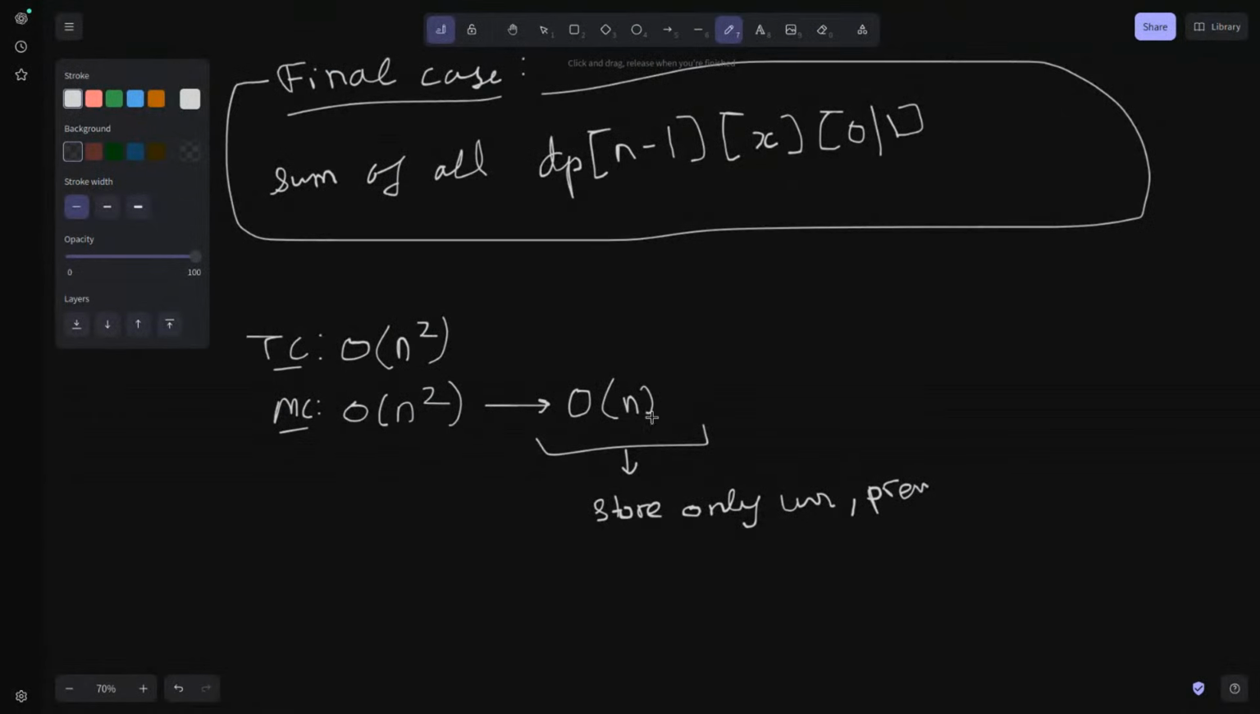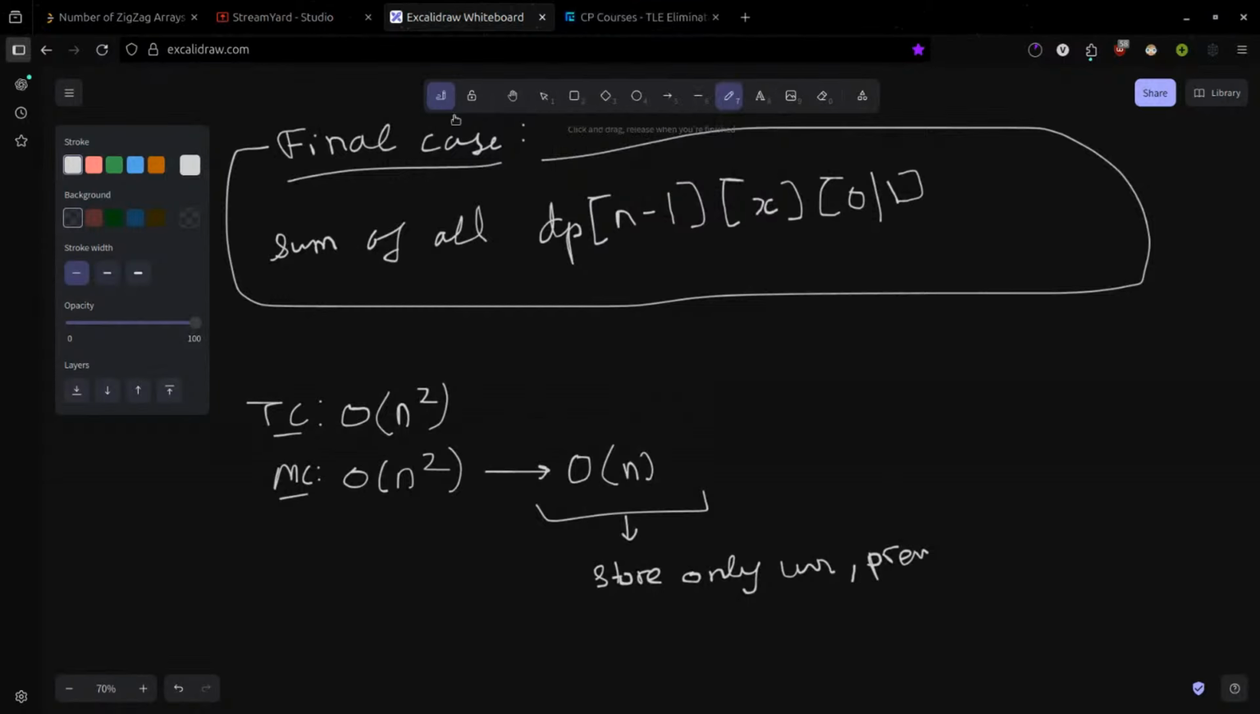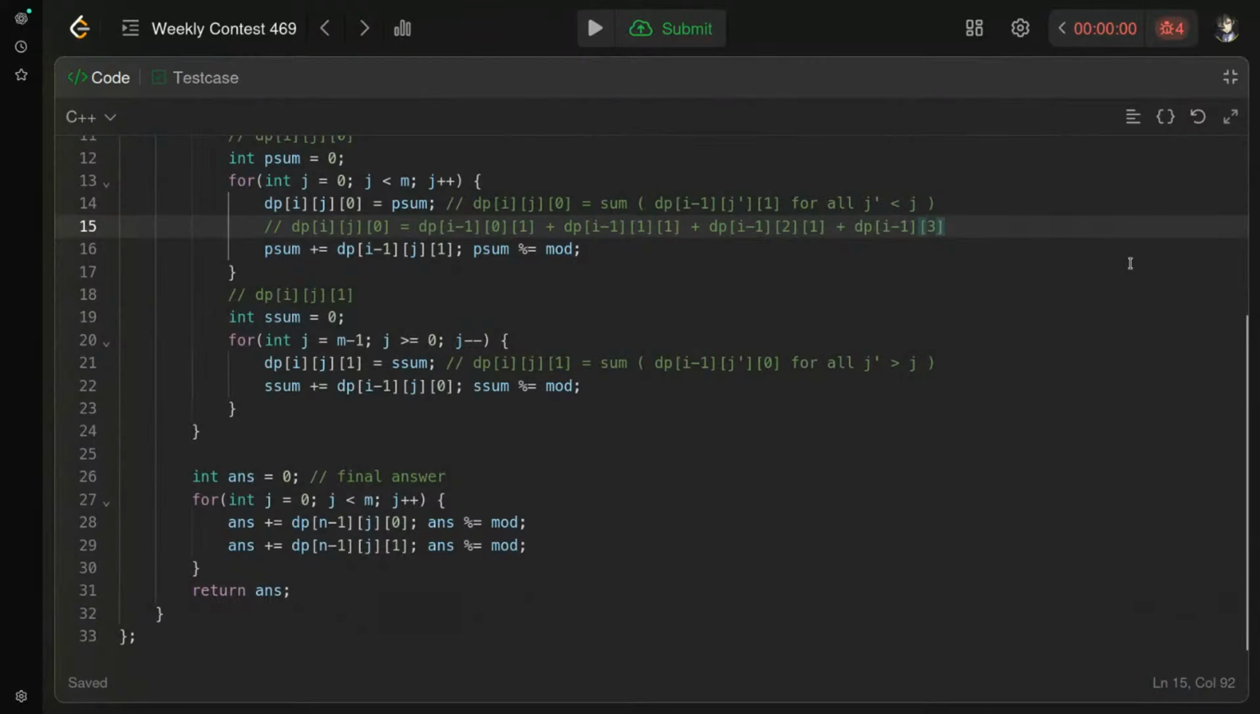Yeah, so where was I? Yeah, so if you do it manually and you write it out, you see that we're having this sum all the way up to j minus 1, right?